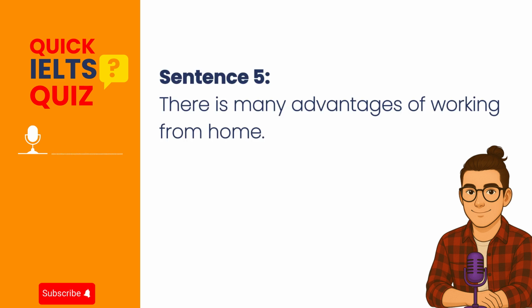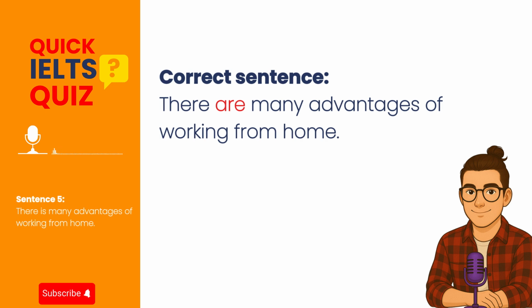Sentence 5. There is many advantages of working from home. You have 5 seconds. Here's what went wrong. The phrase there is used for singular nouns, but the word advantages is plural. So you need to use there are to match the plural subject. The corrected sentence is, there are many advantages of working from home. Matching the verb with the correct subject, singular or plural, is key for accuracy in IELTS writing. Let's move on and try another one.